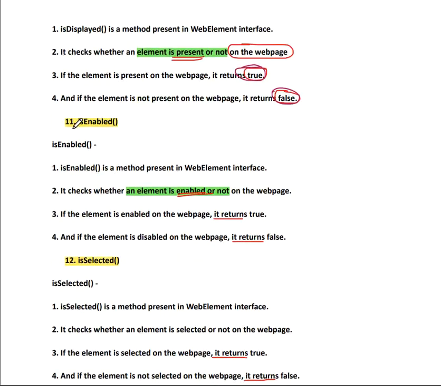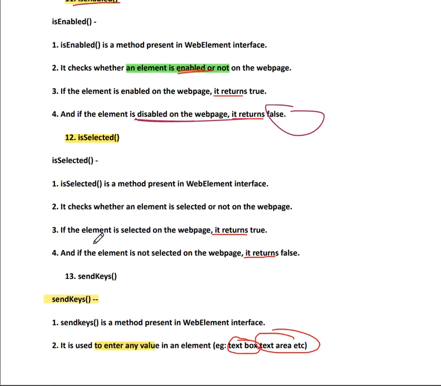The isEnabled method is also a method of the WebElement interface, and if we have to check whether an element is active or not, we use the isEnabled method. If the element is enabled, it will return true, and if the element is not enabled, or if you say the element is disabled, it will return the false value.